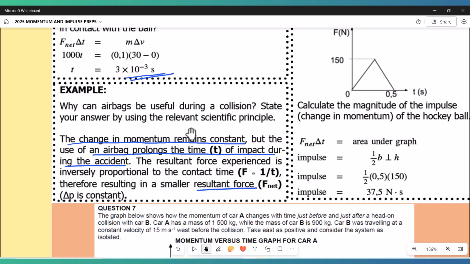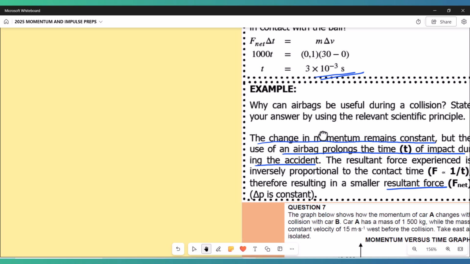I repeat. Now we said in our explanation that our force equals change in momentum divided by change in time altogether. So this force here, because of the accident, is going to be smaller. Why? Because of the increase in what? In change in time, which is caused by the airbag.